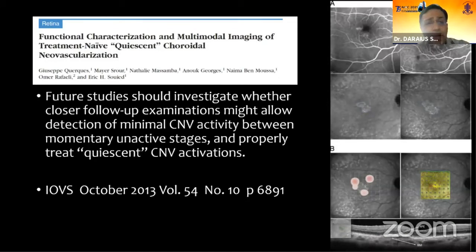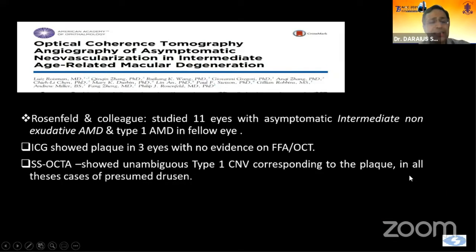And in this study in 2013, they said that a lot more research needs to be done. They found some changes in microperimetry with this entity. And of course, this has now been studied in a pivotal study by Dr. Phil Rosenfeld and colleagues published in Ophthalmology. They studied 11 eyes with asymptomatic intermediate non-exudative AMD, and all these patients had a type 1 CNVM in the fellow eye, which is how they located these patients.